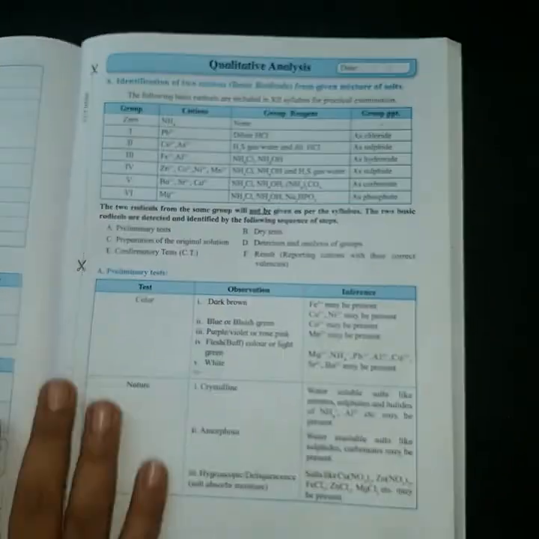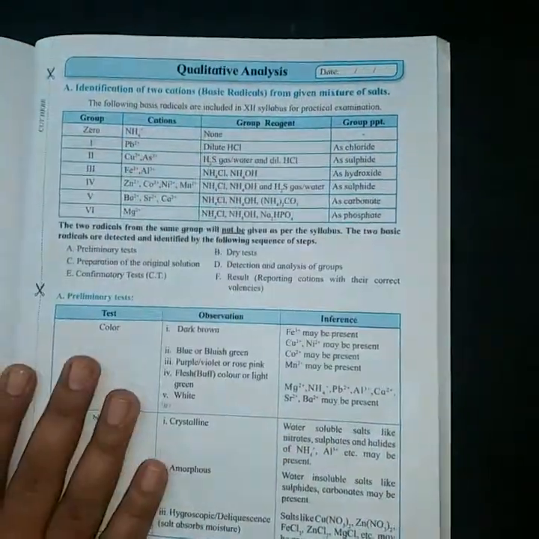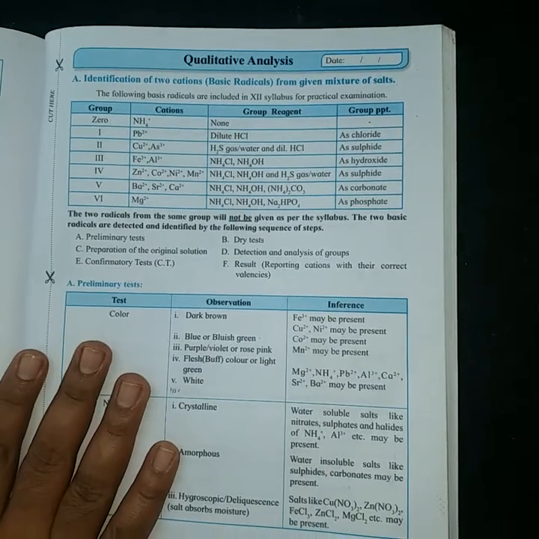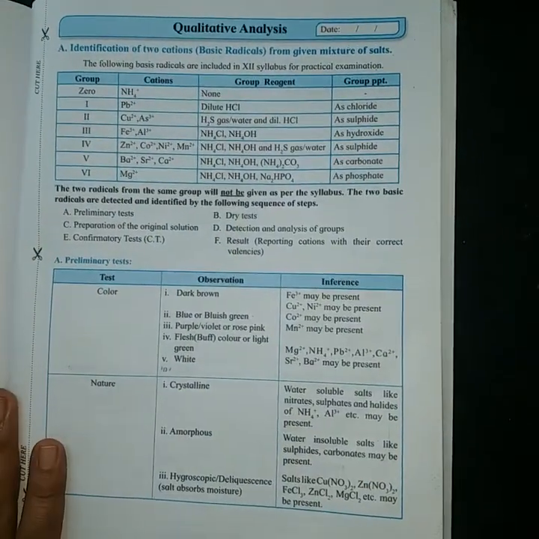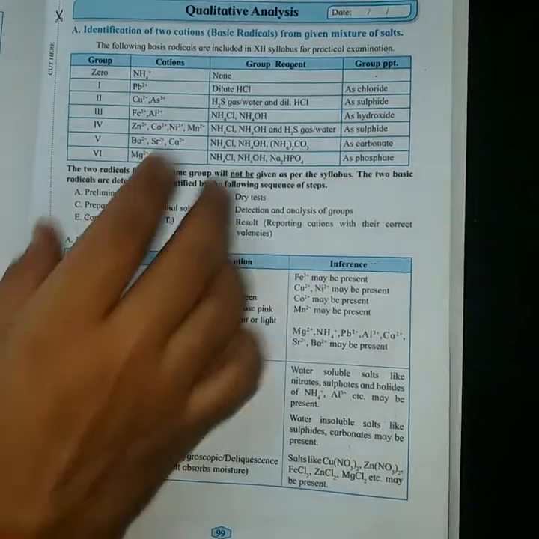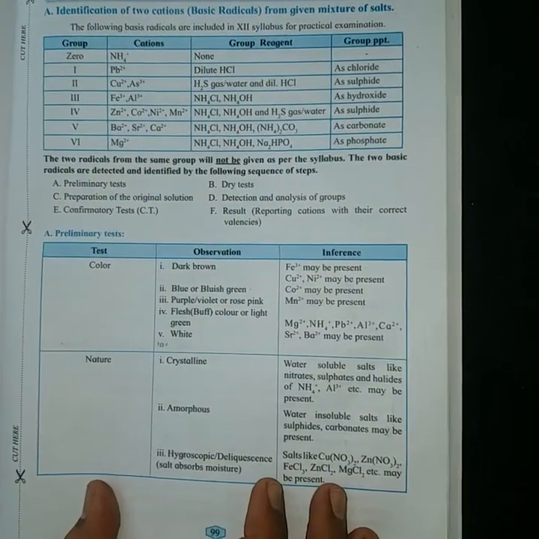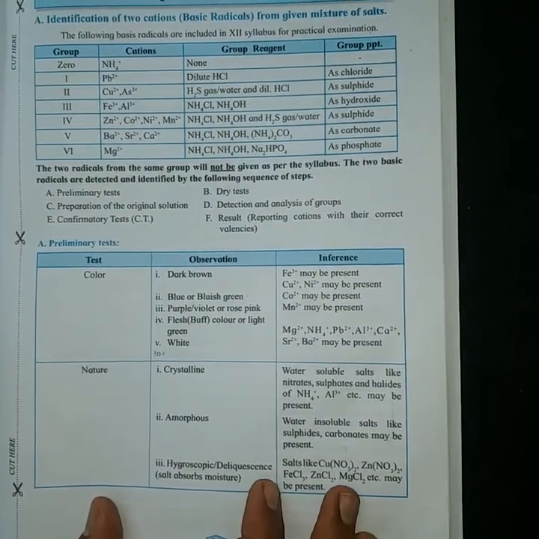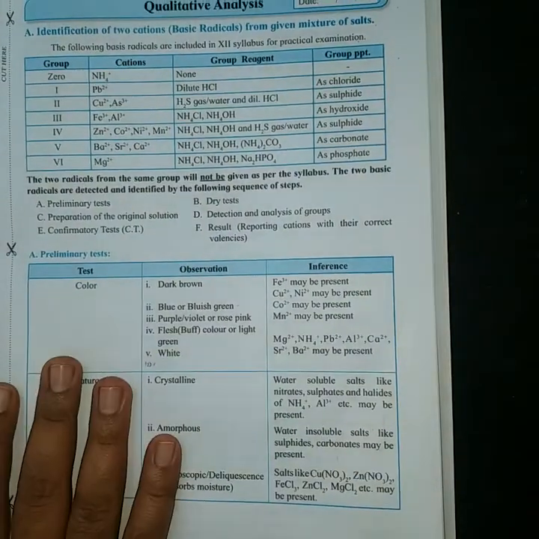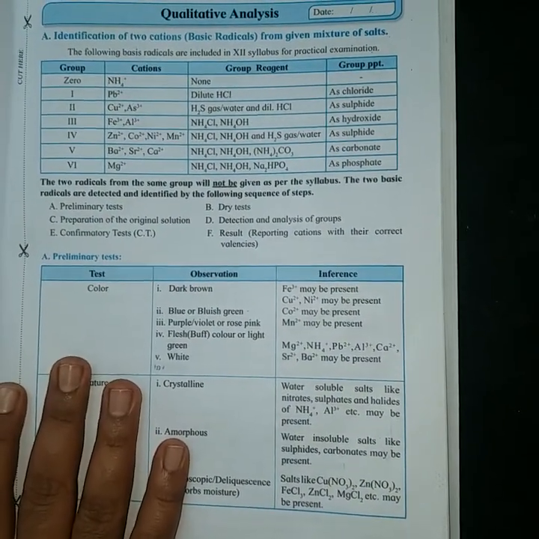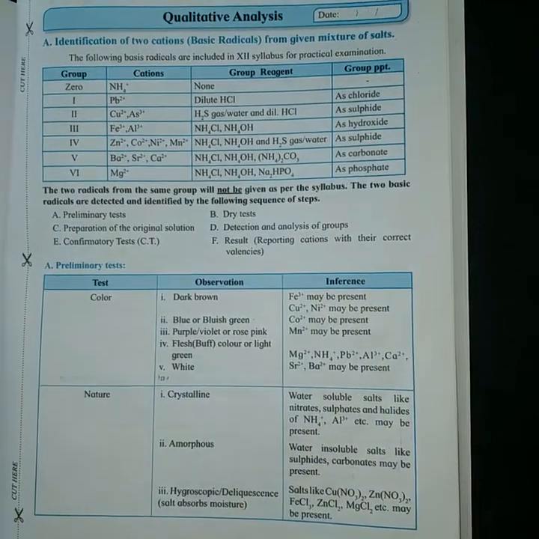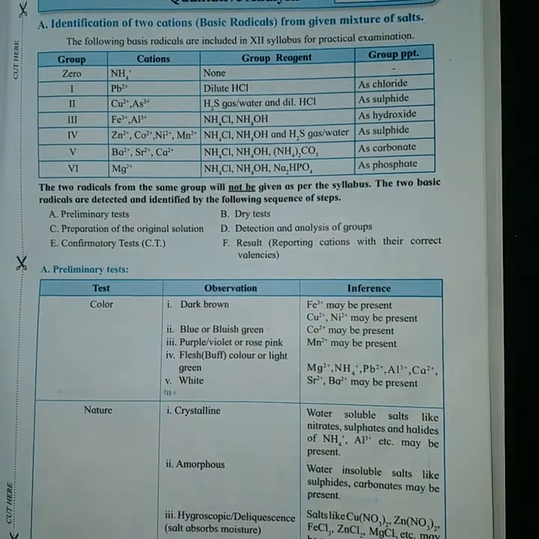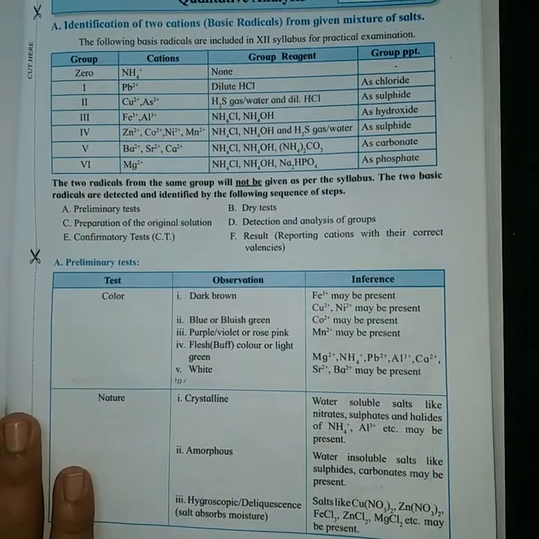So, what we are going to talk about today, as we have seen in the acidic radical, how we should go with the manual, the sequence part. Suppose we have a basic radical mixture in the board exam, so what type of test should be done? I think the sequence is the same as you have seen in the acidic radical.